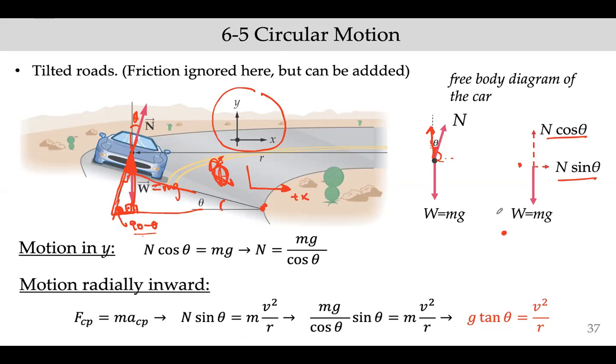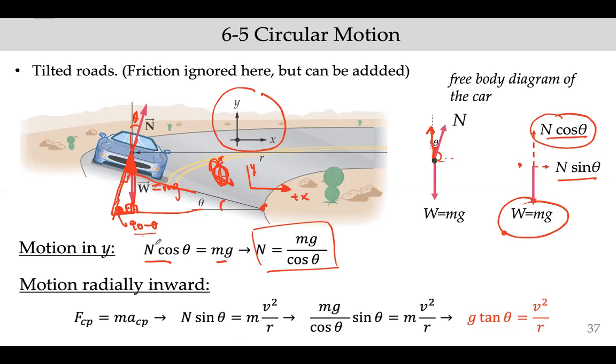Now, the motion in the y direction is up, so it should be N cosine theta. I'm not really writing F equals ma, but because there's no acceleration in the y direction, I can use the shortcut. All the forces in the up direction will be equal to all the forces in the down direction. So N cosine theta will be equal to mg. If you divide both sides by cosine theta, you find the normal force: N is mg divided by cosine theta.